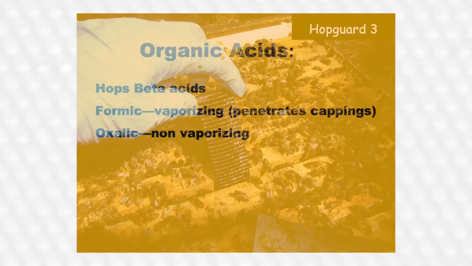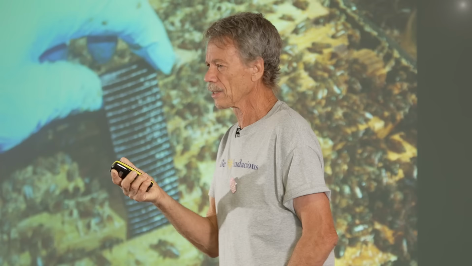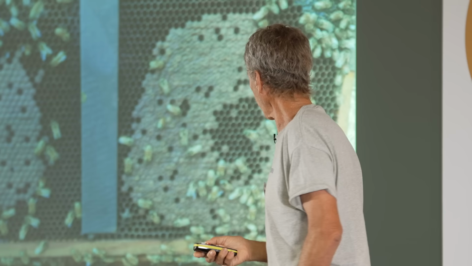So the hops beta acid, we get it in this. It's an extract of hops flowers. It tastes like Guinness stout on steroids, okay? Very, very bitter. But it's non-toxic, biodegradable, and the colonies tolerate it well. They may move their brood away a bit, but they do not shut down brood rearing as they do with the thymol and the formic.